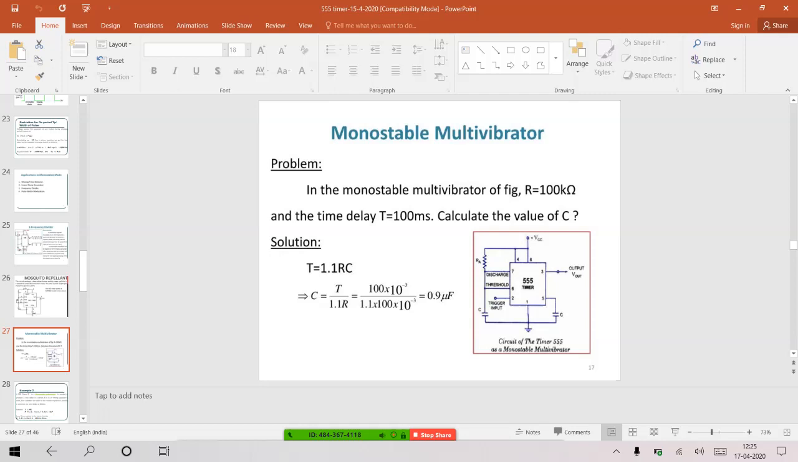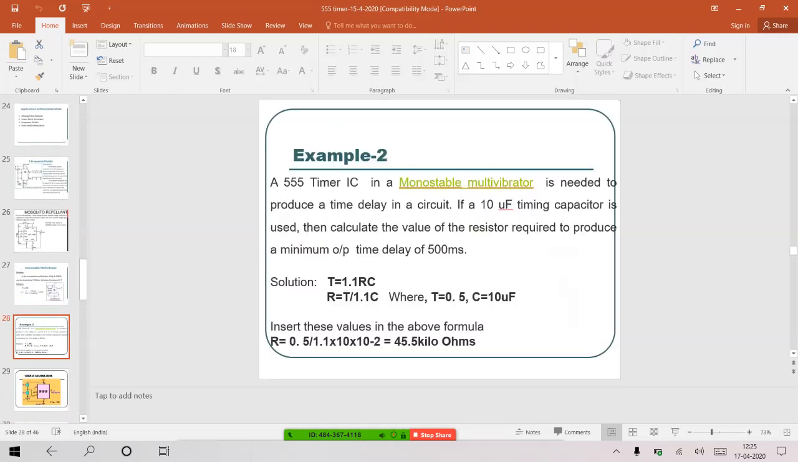You will find this value. One more example you can take up. A 555 timer in monostable multivibrator mode is needed to produce a time delay in the circuitry. If a 10 microfarad timing capacitor is used, then calculate the value of the resistor required to produce a minimum output time delay of 500 millisecond.